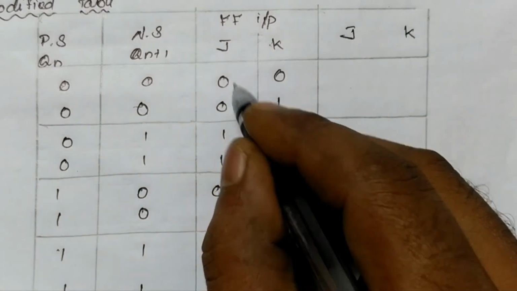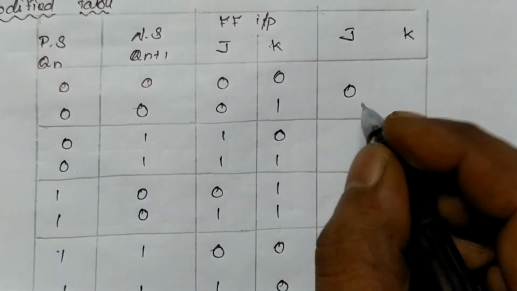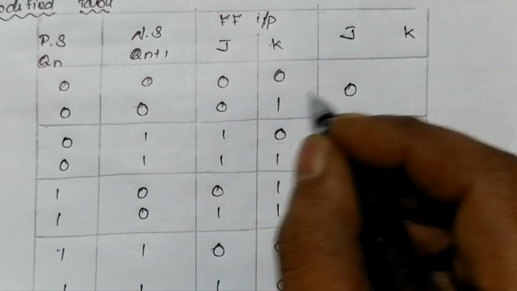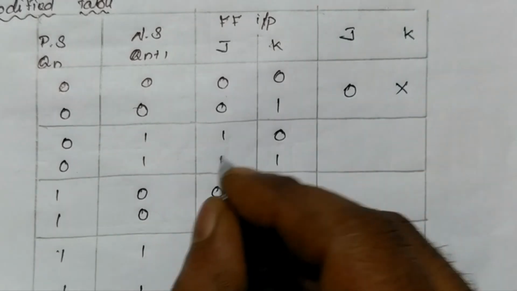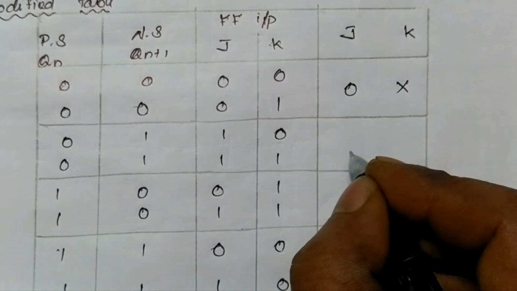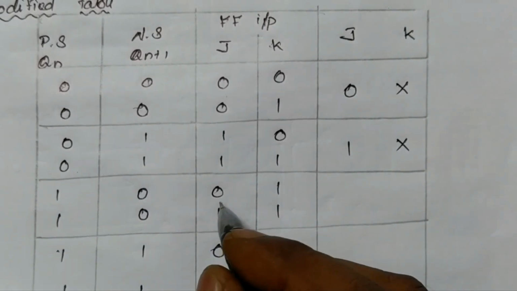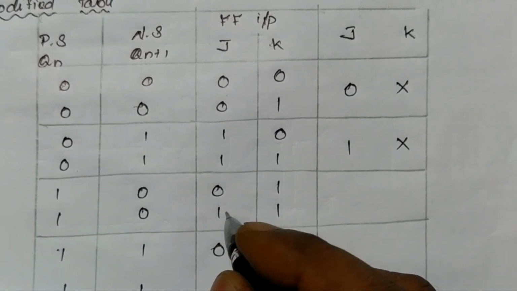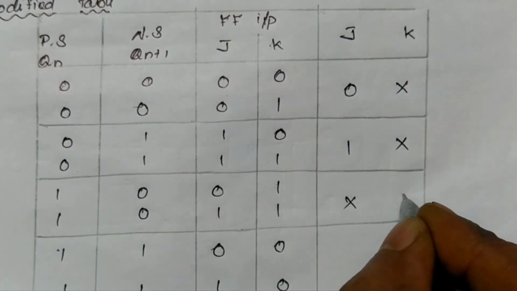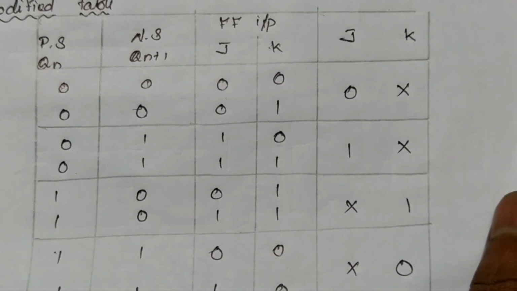Here the J value is, between these two, 0, therefore here we will write it as 0, but K value is 0 1, therefore write it as don't care. Likewise here for the next input combination, J value is 1, K value is 0 1, therefore don't care. Likewise here J value is 0 1, therefore don't care. Here it's 1, then here also don't care, 0. So from that we will go for the excitation table.